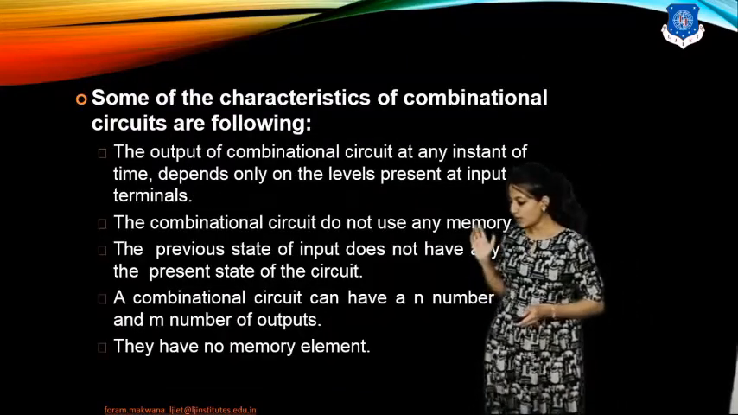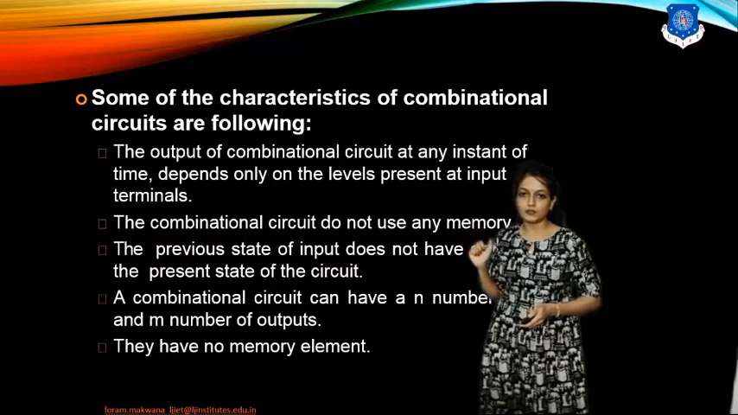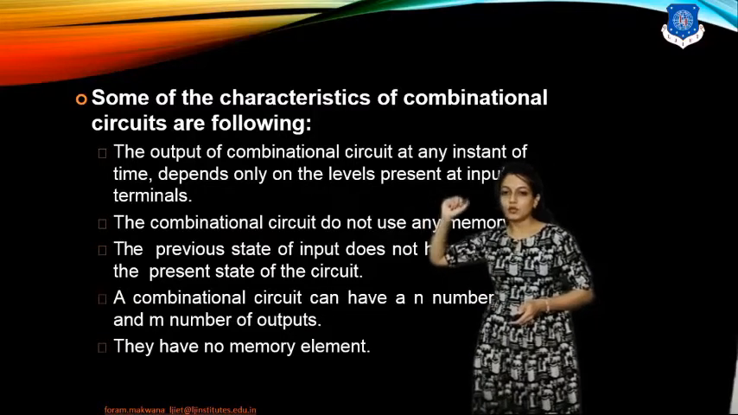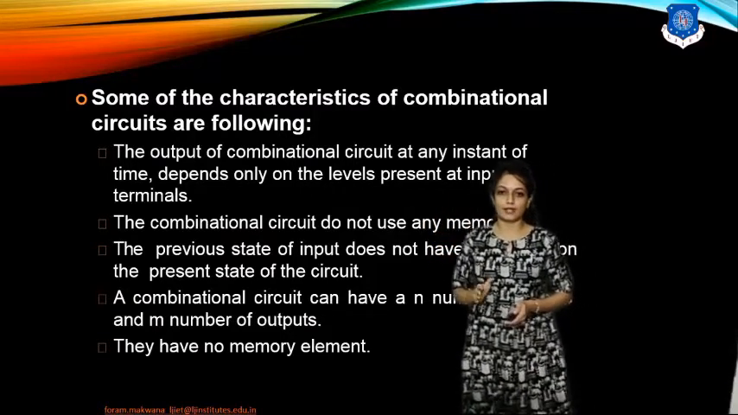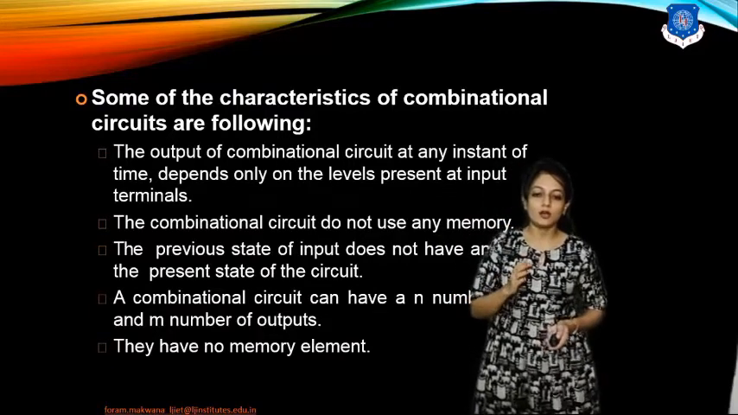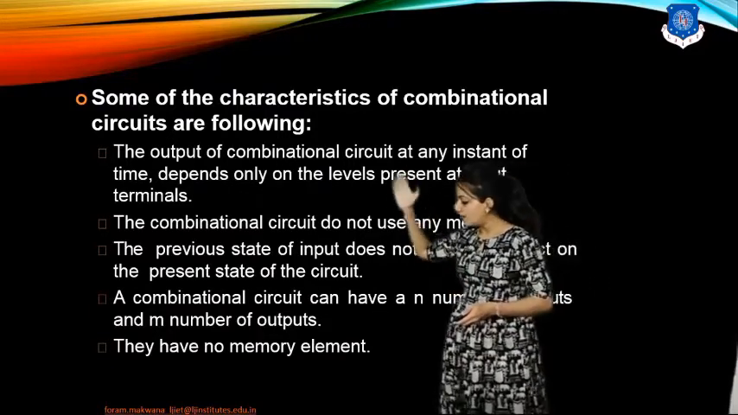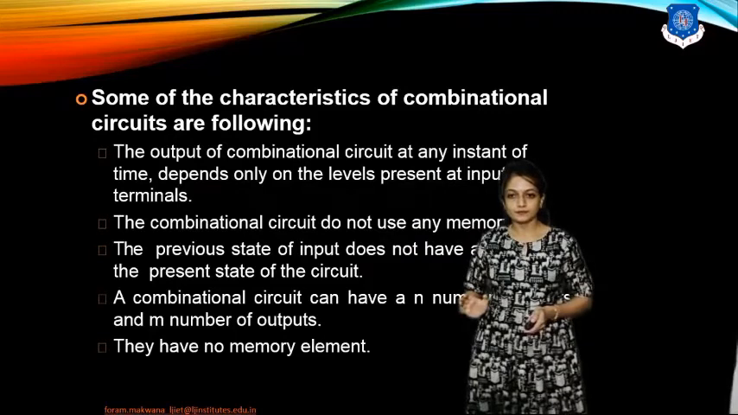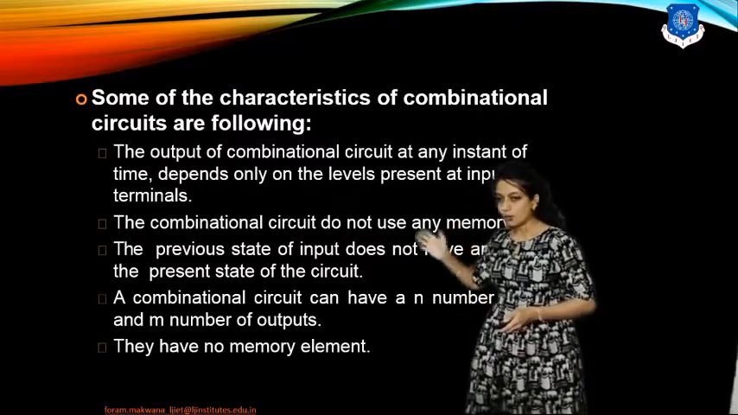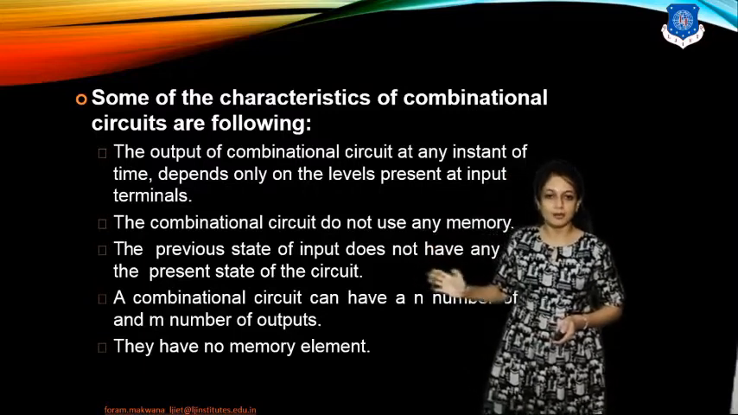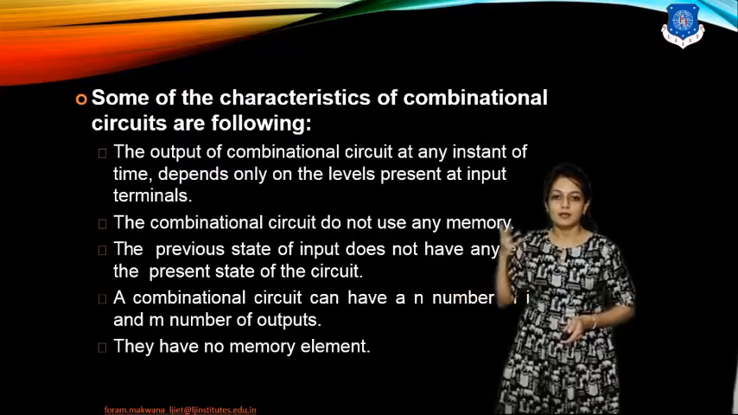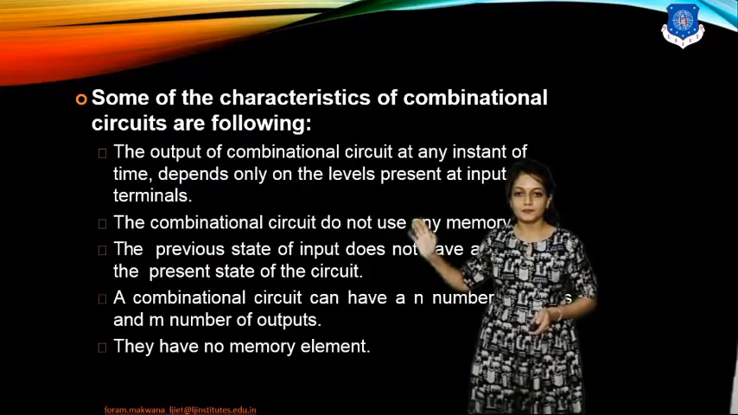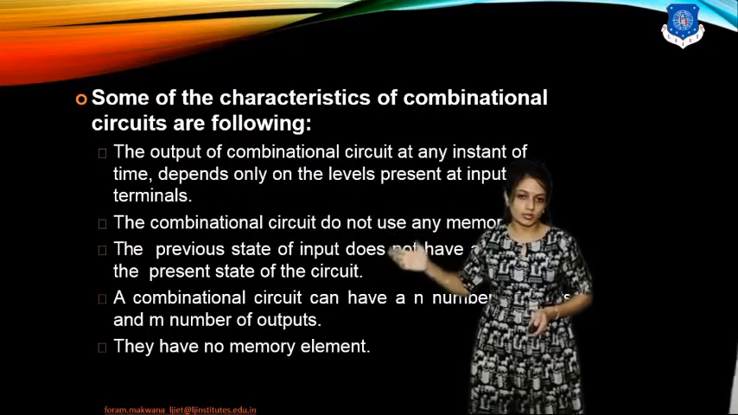So what are the different characteristics of a combinational circuit? First, the output of a combinational circuit at any instant of time depends only on the level present at the input terminal. Second, the combinational circuit will not use any memory. Why? Because my output is only dependent on the input, so I don't need any memory to store that output.